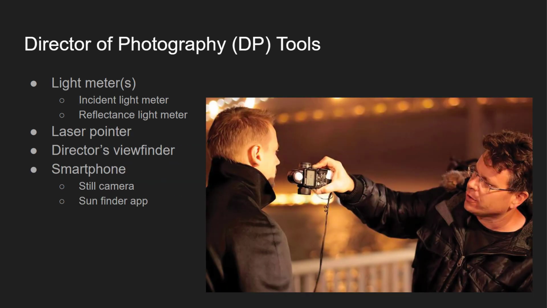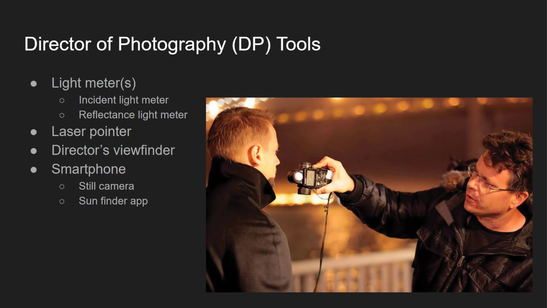So some of the tools of the director of photography. A light meter. There are two types of light meters that you'll be using in this class. One is called an incident meter, and the other is a reflectance meter. We'll get into that later. A laser pointer. This is just helpful for pointing where things need to be done. Instead of having to walk all the way across set and showing someone or pointing with your finger, you can put a laser pointer exactly on the spot where you want a light or a modifier to be set.